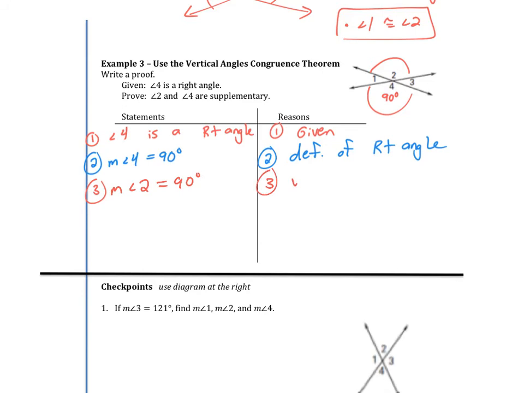And the reason is vertical angles are congruent, based on what we said in the last theorem. That's what we were told. So we know the vertical angles are congruent. So now in step 4, we can say angle 2 and angle 4 are supplementary because 90 plus 90 is 180.